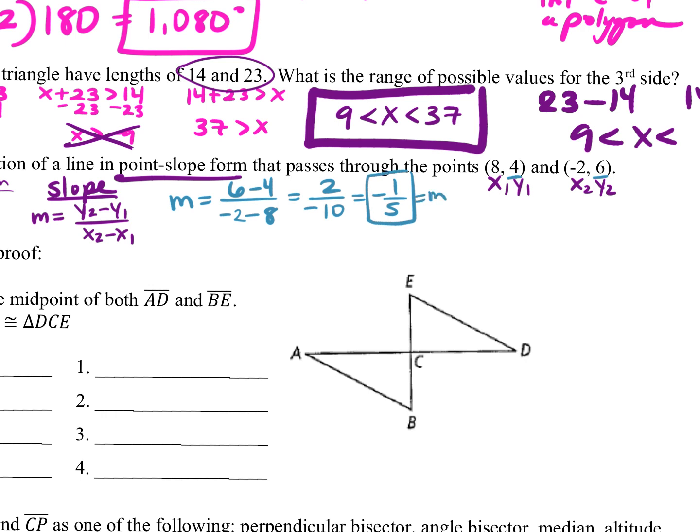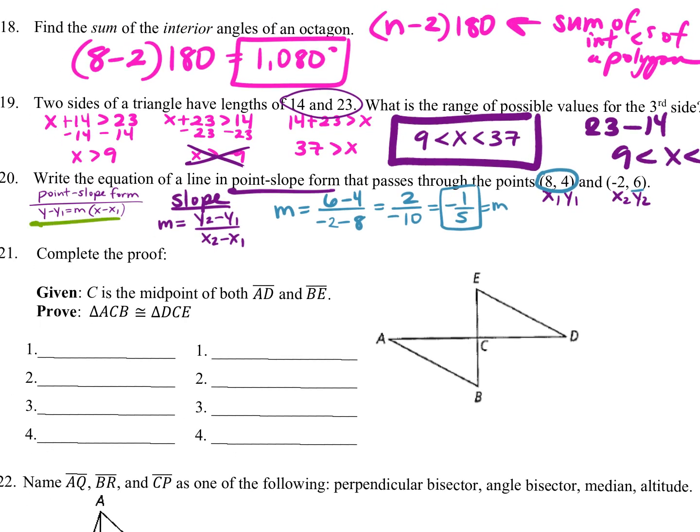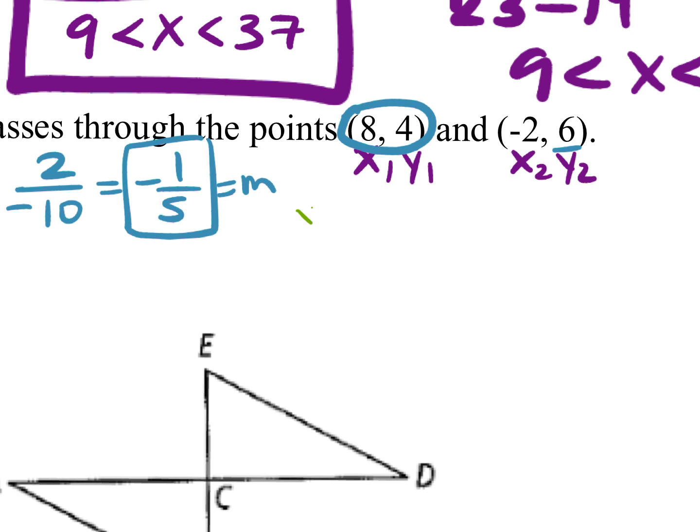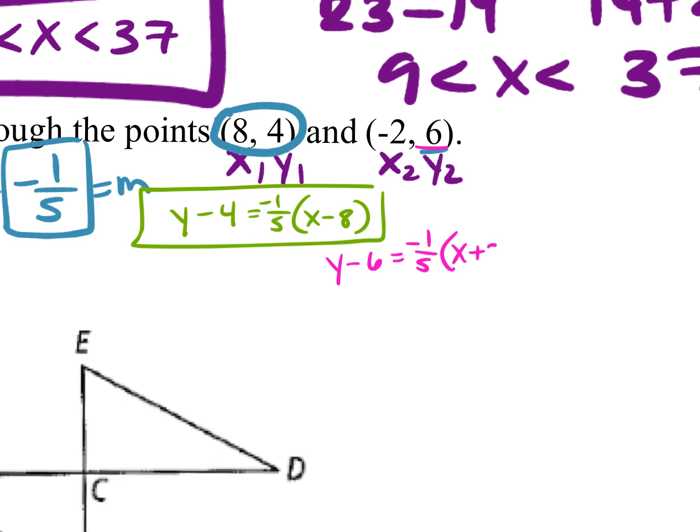And then you pick one of the points, and it doesn't matter which one. I would probably just pick this first one, and you plug that into this form. Point slope form, so it's going to be y minus the y value, which is 4, equals the slope, negative 1/5, times x minus the x value, which is 8. So this is a good answer. Or if you use the other point, it would be y minus 6 equals negative 1/5 times x minus a negative 2, which is x plus 2. So this would also be a good answer.